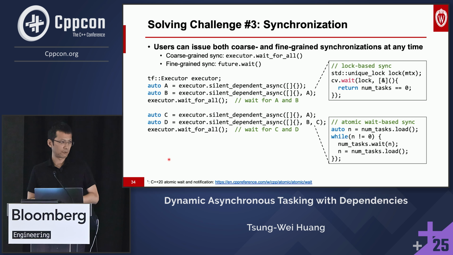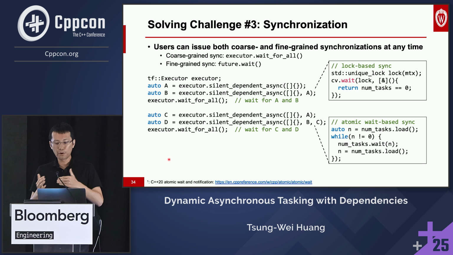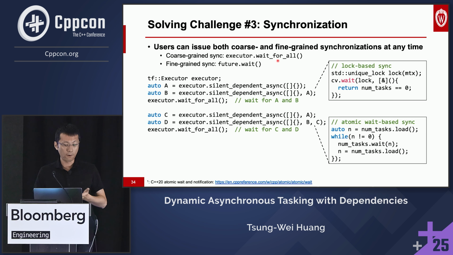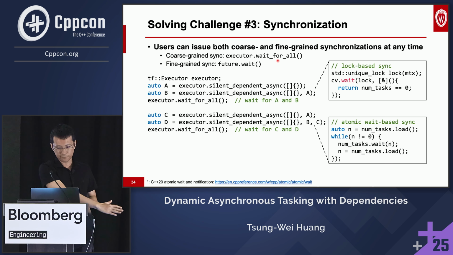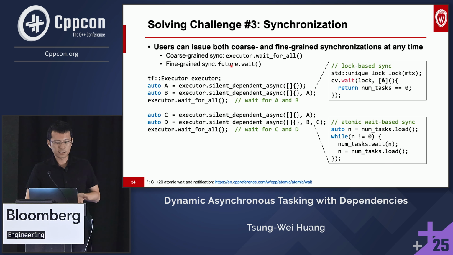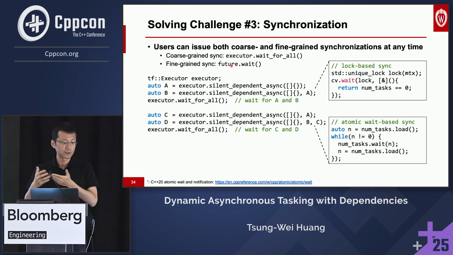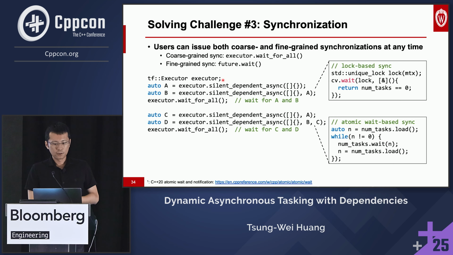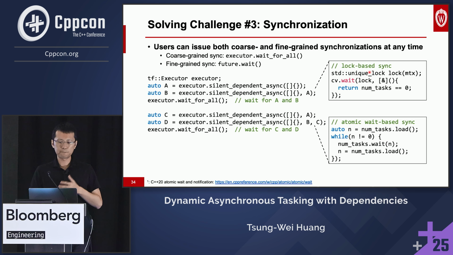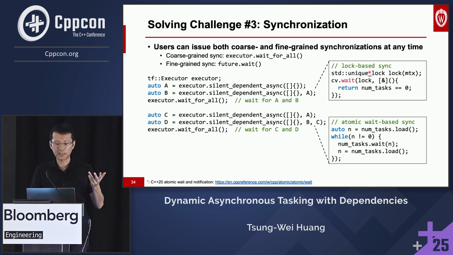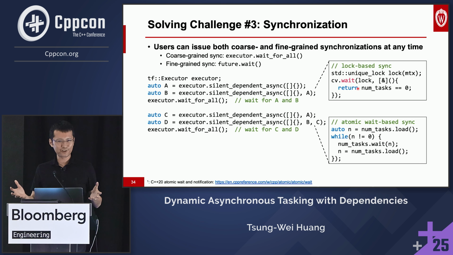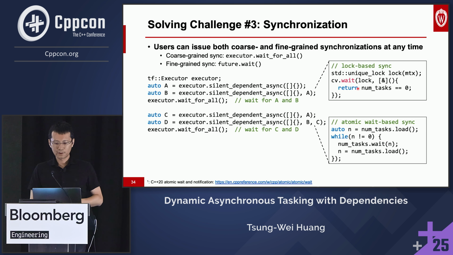So the final challenge is synchronization. A user can issue both coarse and fine-grained synchronization at any time during the execution of your graph, such as using the wait-for-all call from the executor to wait for the entire task graph to finish, or using the fine-grained synchronization method future.wait to perform task-specific synchronization. To synchronize this execution, one simple solution is to use a mutex plus a condition variable, so we can notify the application that the condition has been satisfied and it is good to go.